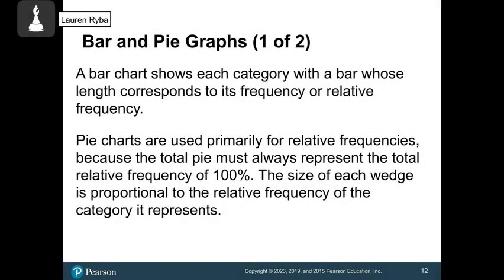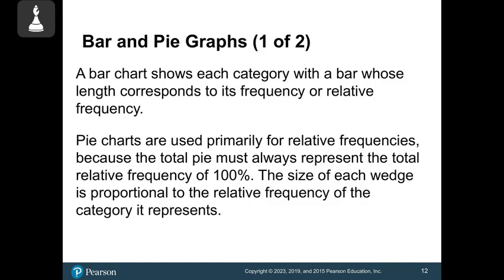Once we've discussed how to get all of our data nicely into a table, we can now discuss what graphics we can use to represent that data visually. Two of these are a bar chart and a pie chart, or pie graph. A bar graph is going to show each category with a bar whose length corresponds to its frequency or relative frequency. We'll see some examples on the next slide, and then we're going to actually practice how to make them.